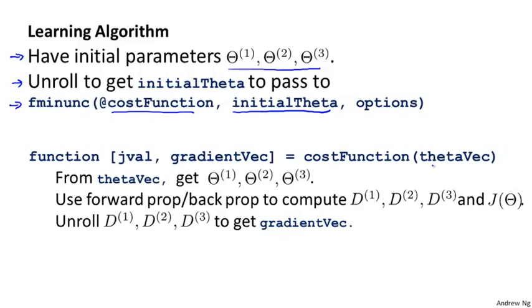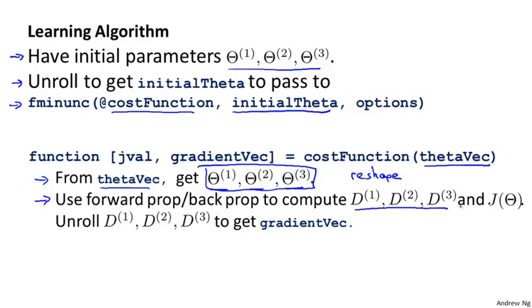The cost function is going to be given as input theta vec, which is going to be all of my parameters in a form that's been unrolled into a vector. So the first thing I'm going to do is use theta vec and the reshape function, so pull out elements from theta vec and use reshape to get back my original parameter matrices theta 1, theta 2, theta 3. So these are going to be matrices that I'm going to get. That gives me a more convenient form in which to use these matrices so that I can run forward propagation and back propagation to compute my derivatives and to compute my cost function J of theta.